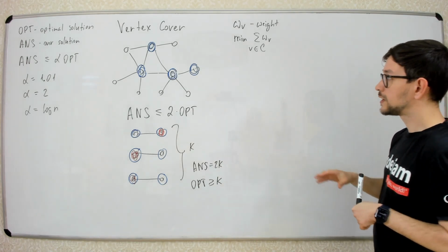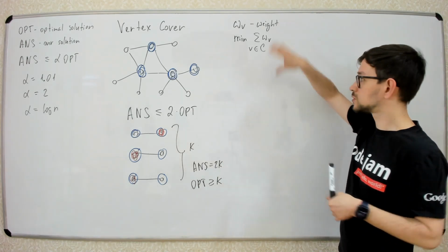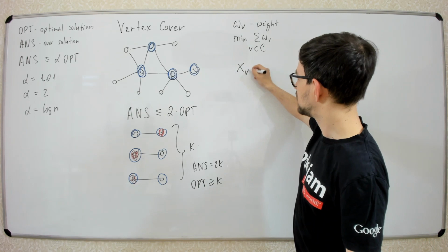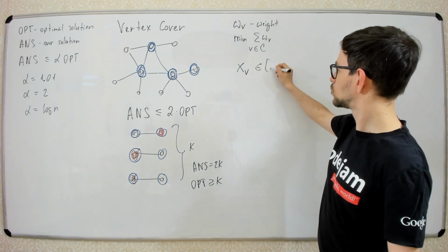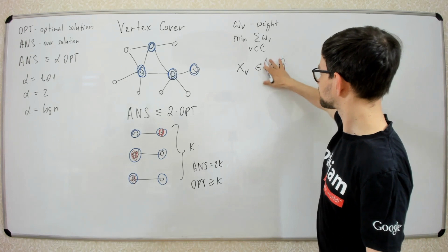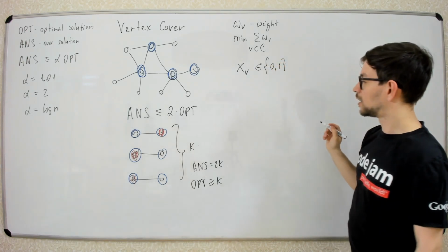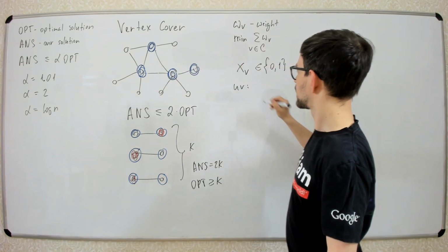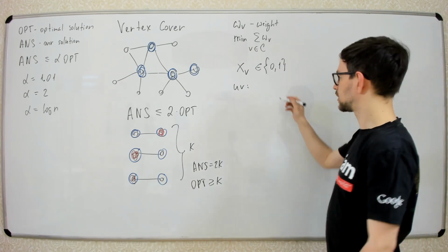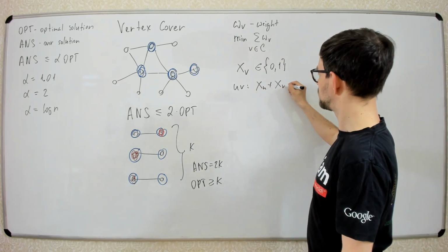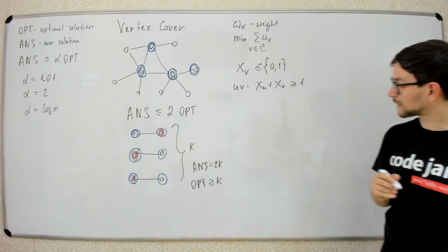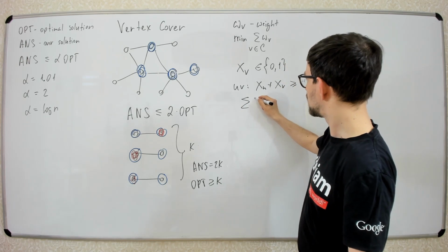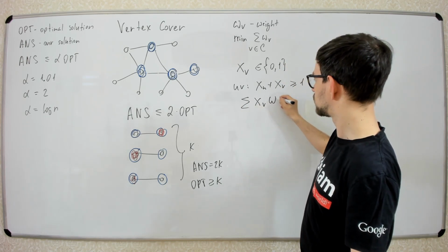So what can we do? We can write a linear program for this problem. What is the linear program? Let's say x_v belongs to {0, 1}. And for each edge in our graph, we want at least one of its ends to belong to this set. We want x_u plus x_v to be at least 1. And we want to minimize the sum of x_v multiplied by the weight of v.